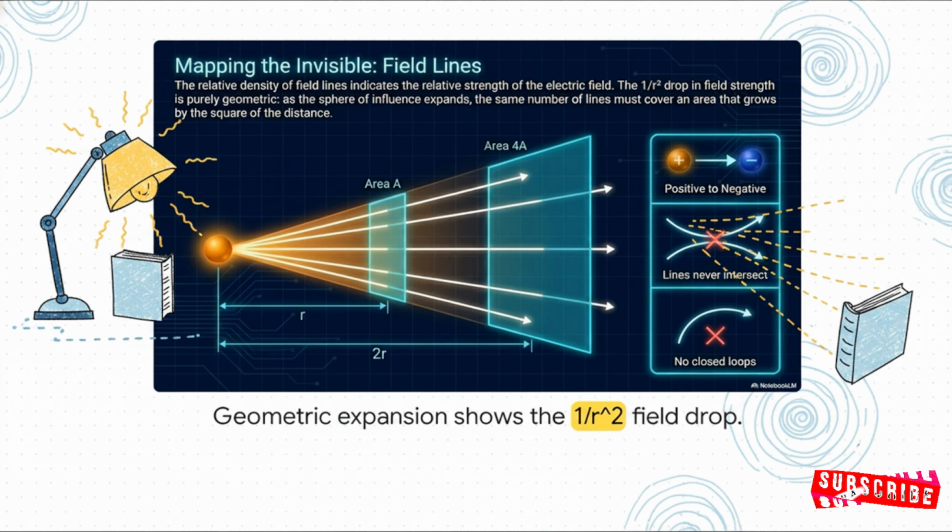If you hold a book right up close to the lamp, it catches a ton of light. But if you move the book twice as far away, that exact same amount of light has spread out over a much wider area, right? Making the page way dimmer. Electric fields work exactly the same way. The drop in force happens purely because, as the area of influence expands, those invisible field lines have to spread out over a drastically larger space.